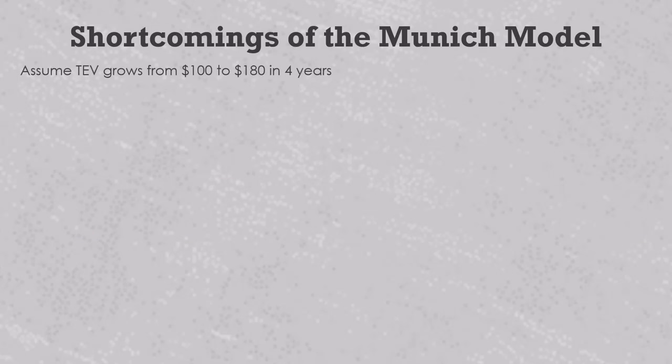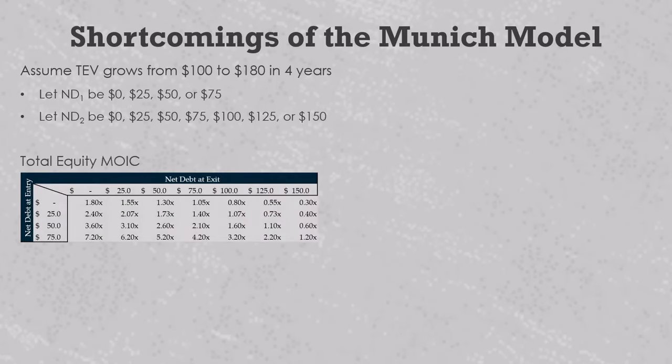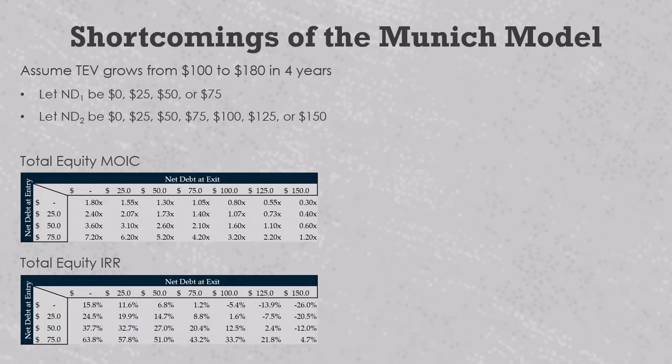To stress the unlevered IRR formula a bit, we will hold the enterprise valuations constant and let net debt at entry be either 0, 25, 50, or 75, and then let net debt at exit range from 0 to 150, again in increments of 25. This creates 28 different return scenarios. In this table, you see the gross MOIC ranges from 0.3x to 7.2x, and the total equity IRR ranges from minus 26% to about 64%.